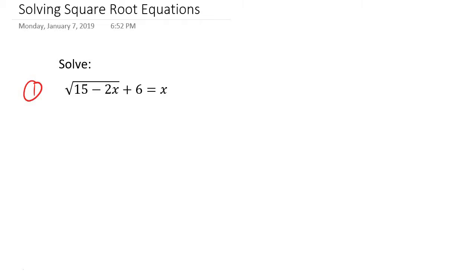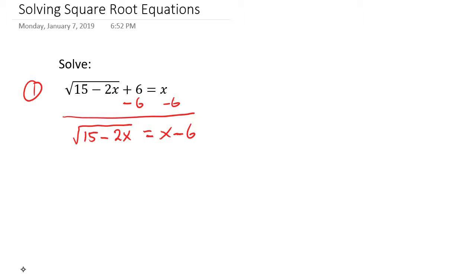So the first thing we really want to do is to make sure that our square root expression is isolated. So I need to subtract 6 from both sides. Minus 6. Now the left side will be left with only the square root expression, and the right side will become x minus 6 because they are unlike terms. Okay, so that's the first step.